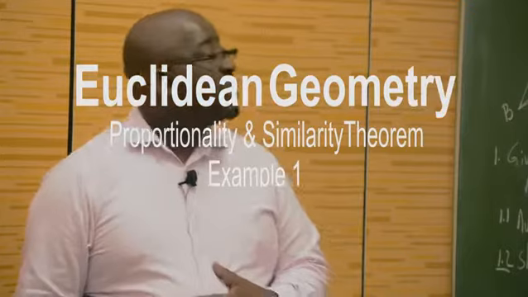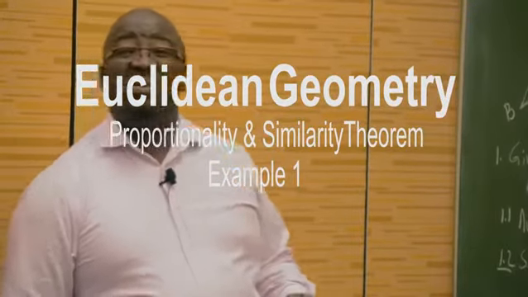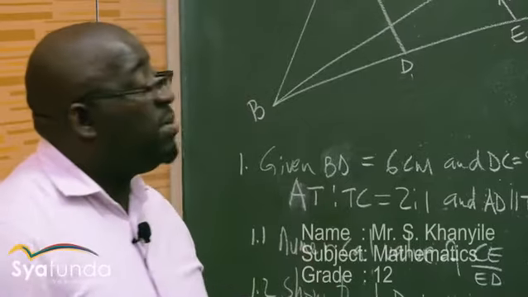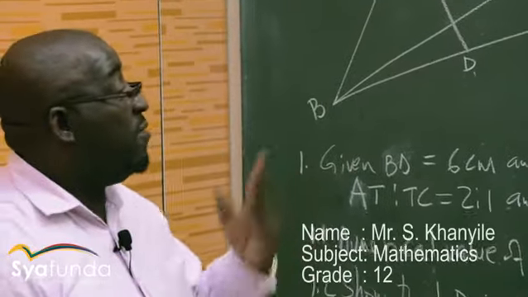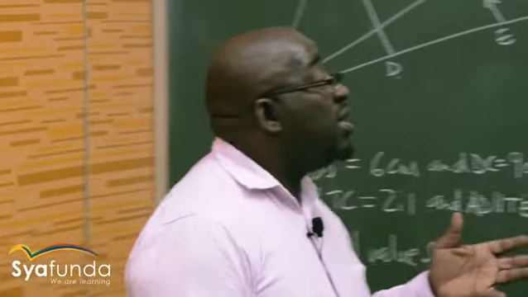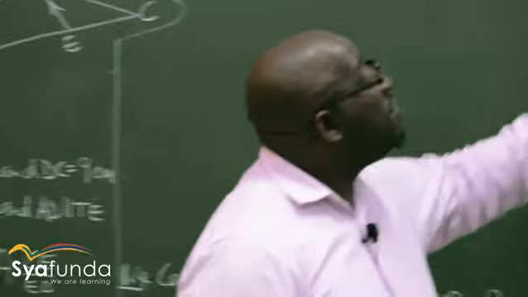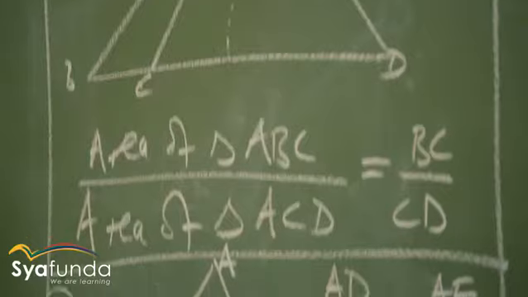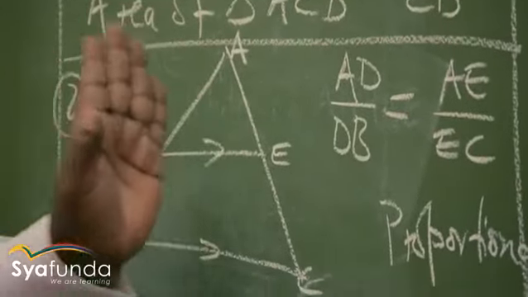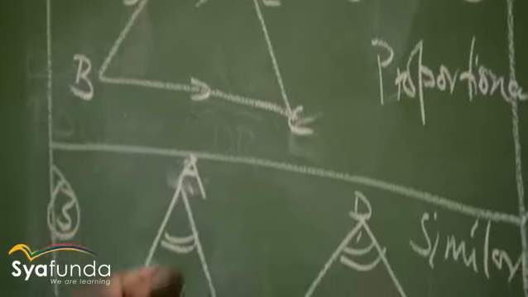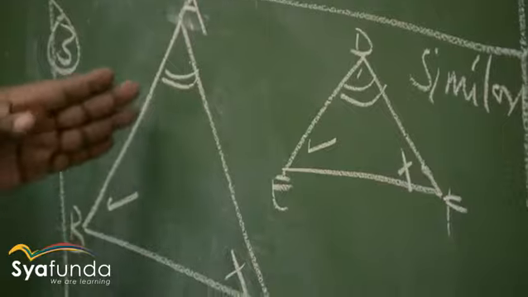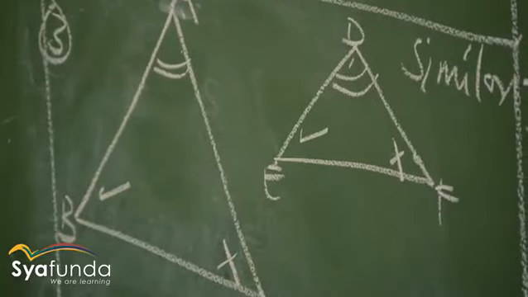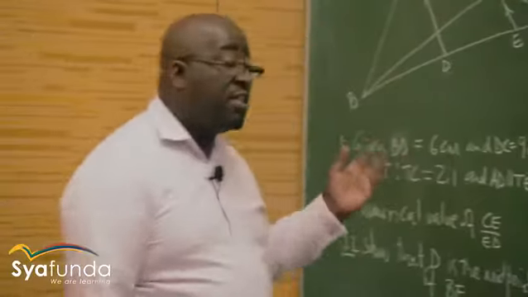Right, I want us to look at how they set this kind of problem in our examination, using both similarity and proportionality theorems. The first one: triangles with equal altitude have the ratio of their areas equal to the ratio of their bases. A line drawn parallel to one side of a triangle divides the other two sides proportionally. If two triangles are similar, then the ratio of their sides are the same. So these are the three theorems that we're going to use in this particular problem.